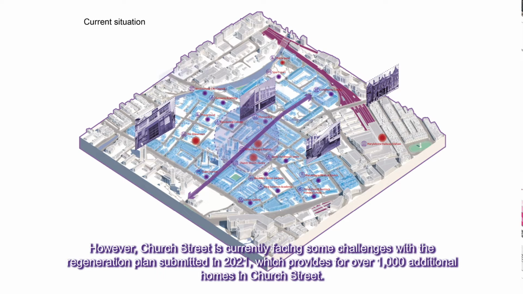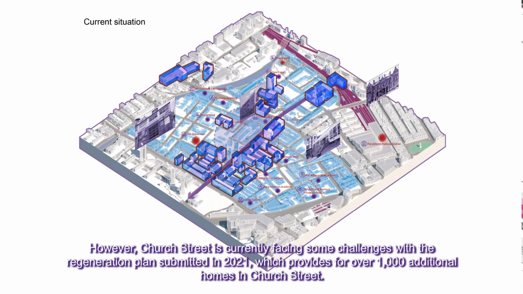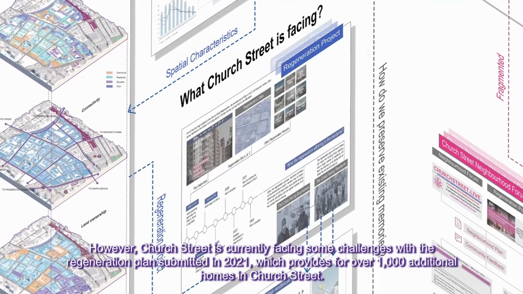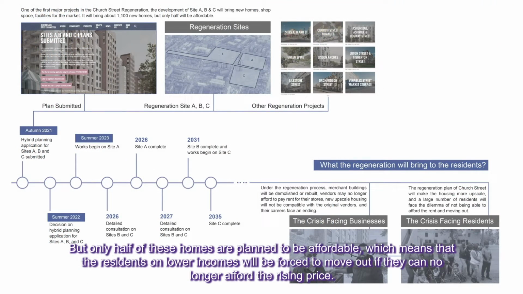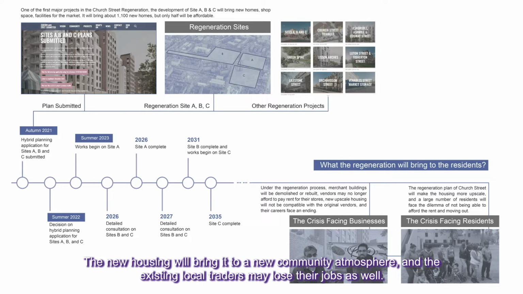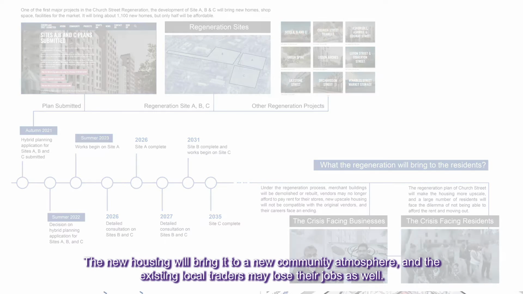However, Church Street is currently facing some challenges with the regeneration plan submitted in 2021, which provided for over 100 additional homes in Church Street. But only half of these homes are planned to be affordable, which means that residents on lower incomes will be forced to move out. If they can no longer afford the rising prices, the new housing will bring a new community atmosphere, and the existing local traders may lose their jobs as well.